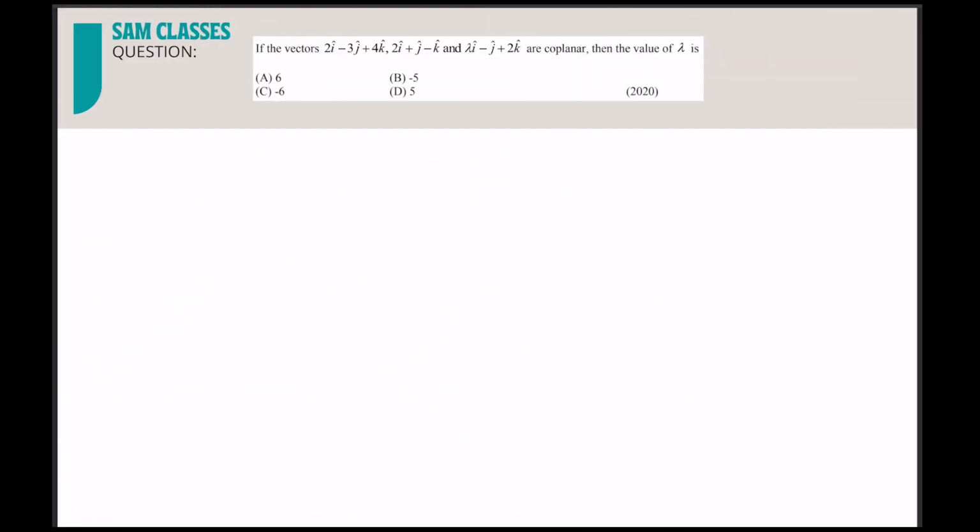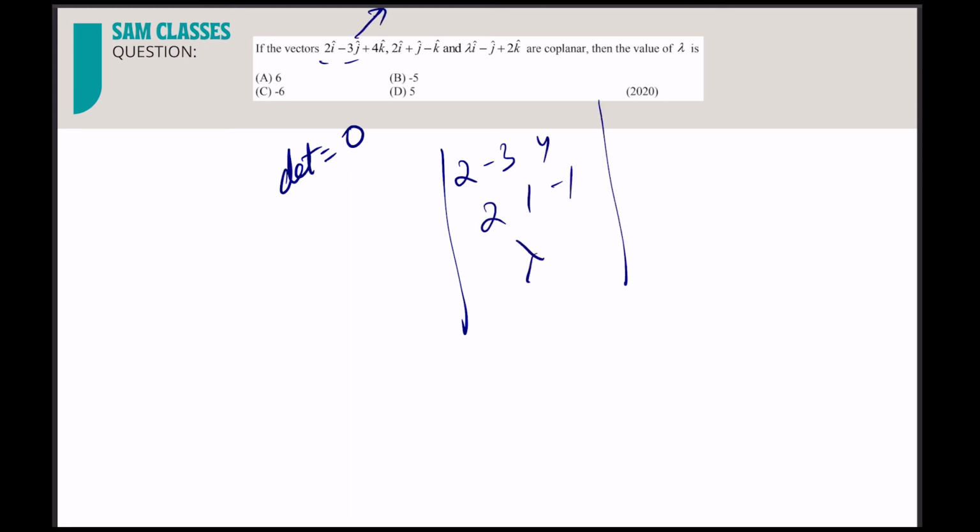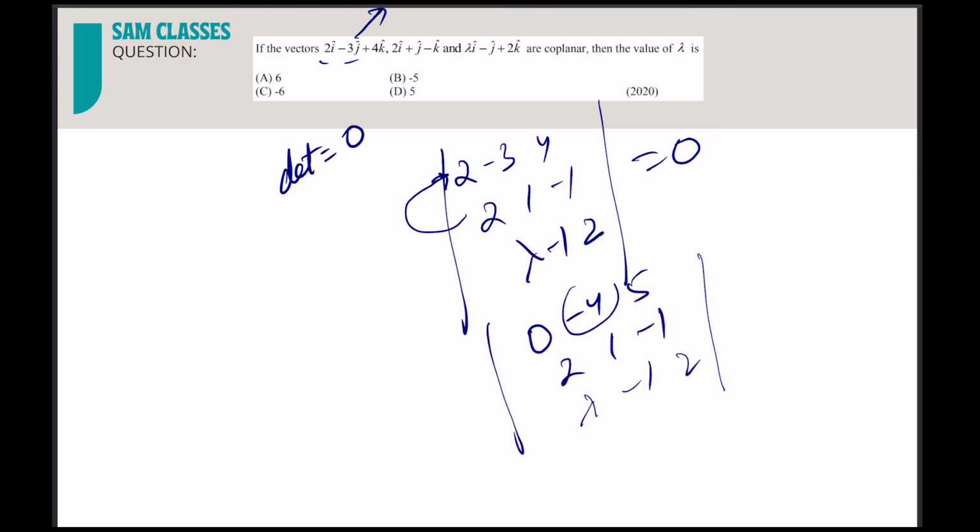Now this is very simple. The moment they say vectors are coplanar, the determinant value is 0. What is the determinant? Form 2, minus 3 and 4 from the first one, 2, 1, minus 1 second one, and lambda, minus 1 and 2. That's it. Coplanar equated to 0. What you can do, you can just make this one 0. Subtract, so 0, minus 4, 5, 2, 1, minus 1, lambda minus 1 and 2. Expand from here. So 4 into 4 plus lambda plus 5 into 2 minus lambda. Correct. So you'll get lambda value is equal to 6.